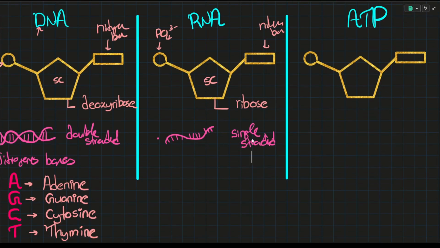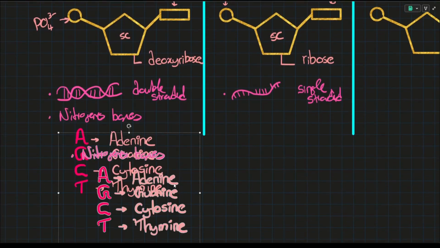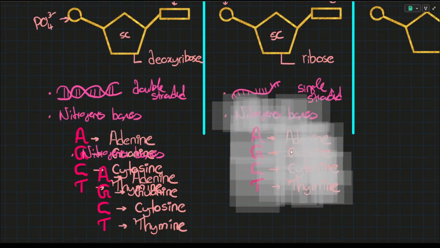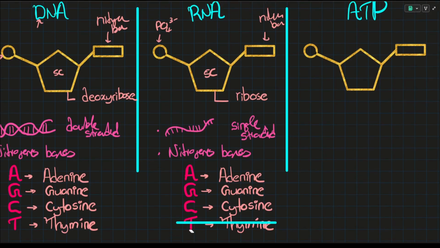Now, what about the nitrogenous bases? Here also we have 4 nitrogenous bases. So I'm going to copy paste things like so. Here's the only difference. RNA is not capable of consisting of thymine. RNA has not T but something known as U.